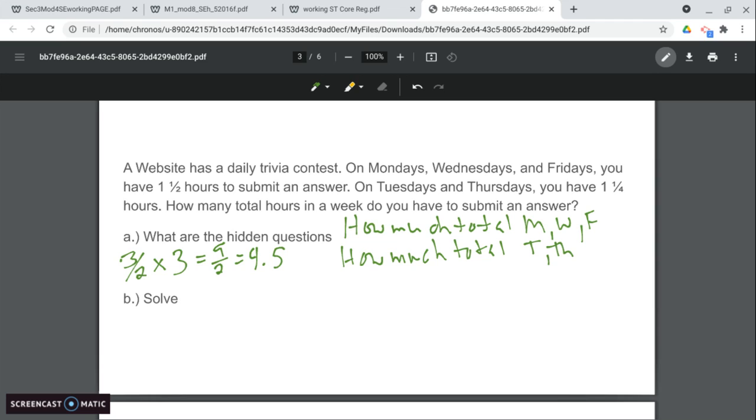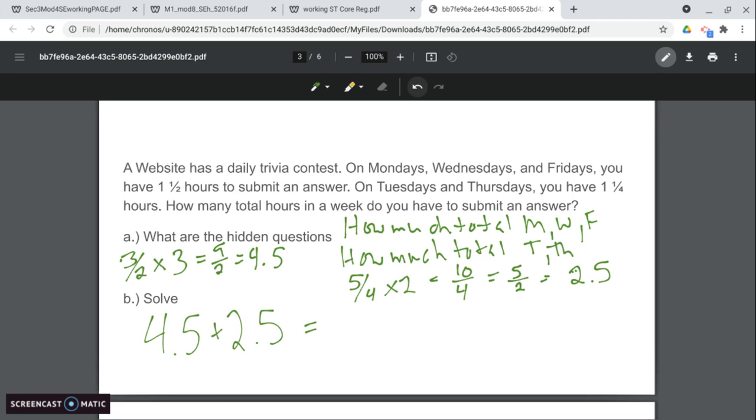And for Tuesdays and Thursdays, we have 1 and 1/4. Oops, let's write that as an improper fraction. So 5/4 times 2. 5 times 2 is 10 over 4, which would give us 5/2, which is 2.5 hours. So now we take 4.5 plus 2.5, and we end up with 7 hours. So we end up with 7 hours total for the 5 days during the week.